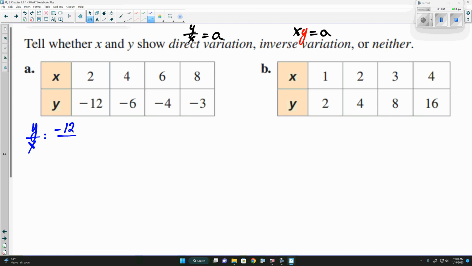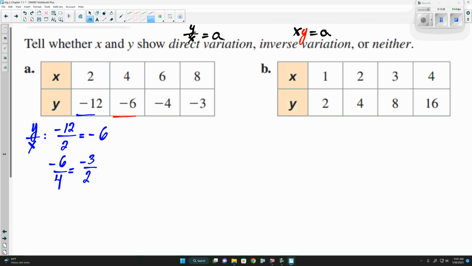So here we'd have negative 12 divided by 2. Negative 12 divided by 2 is indeed negative 6. Now that in and of itself doesn't tell us much, because we need to keep going. So we'll go to the next one. We did the first one. The next one would be negative 6 divided by 4, which is negative 3/2. We can reduce it there. If we kept going, it would turn into a fraction. But are those two the same? No. And again, for this to be direct, all of these have to equal the same amount.